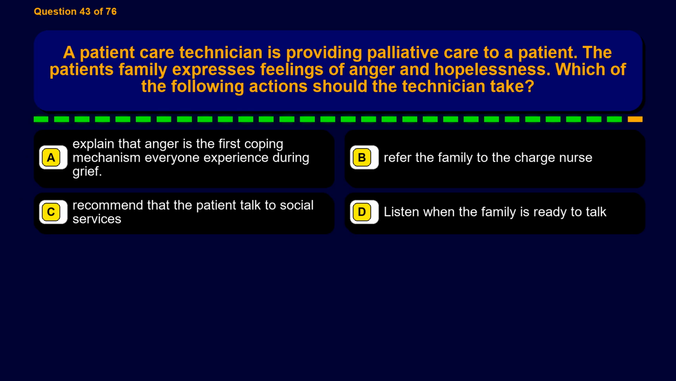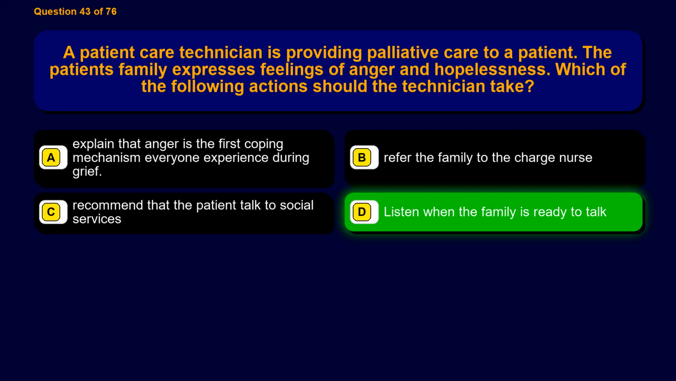Question 43. A patient care technician is providing palliative care to a patient. The patient's family expresses feelings of anger and hopelessness. Which of the following actions should the technician take? Option A. Explain that anger is the first coping mechanism everyone experiences during grief. Option B. Refer the family to the charge nurse. Option C. Recommend that the patient talk to social services. Option D. Listen when the family is ready to talk.